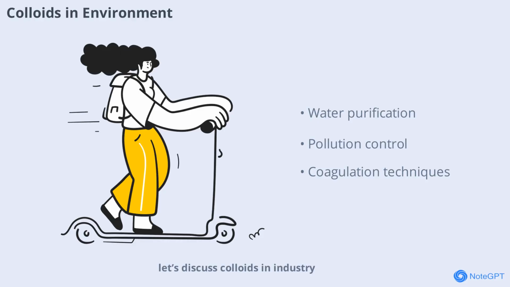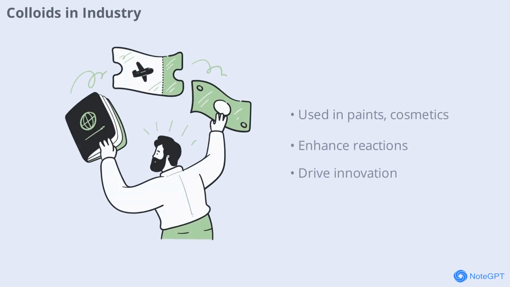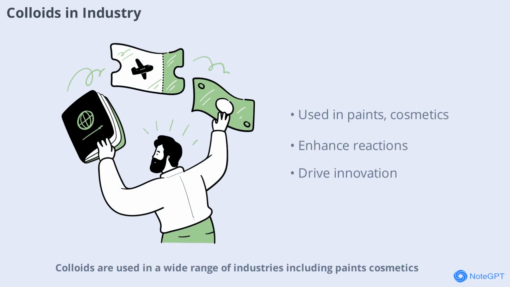Now, let's discuss colloids in industry. Colloids are used in a wide range of industries, including paints, cosmetics, pharmaceuticals, and mining. Their unique properties, such as stability and ability to carry other substances, make them valuable in manufacturing and processing. Industrial colloids are engineered for specific purposes, from improving product texture to enhancing chemical reactions. The study of colloids continues to drive innovation and efficiency in industry.